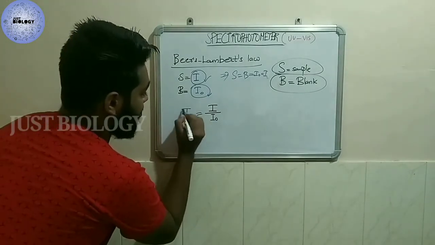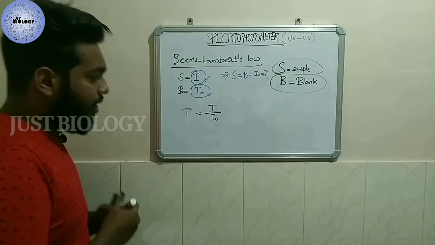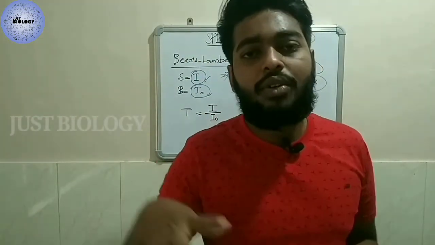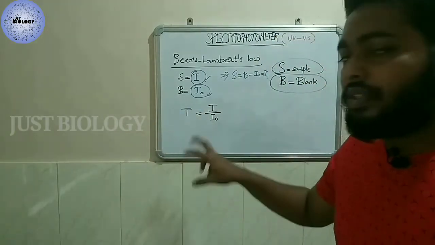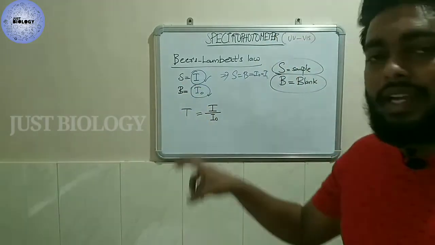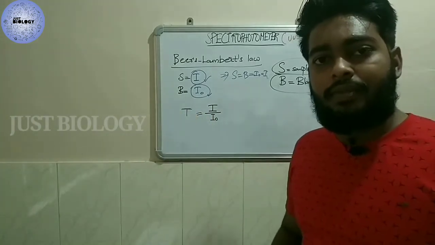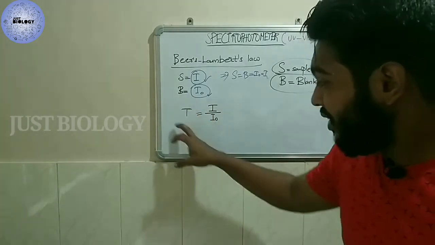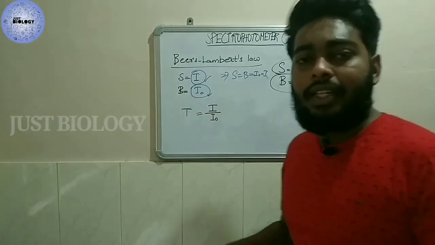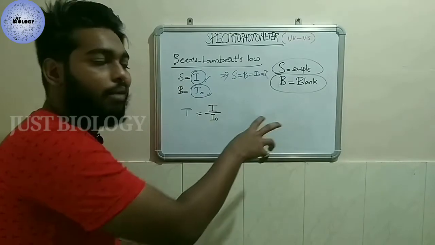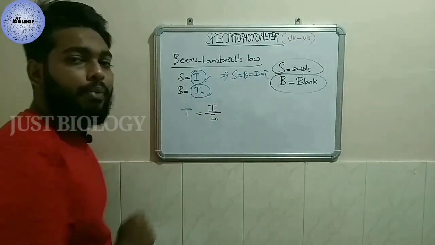So that is transmittance. The T means the amount of light which passes through the sample or the blank. We call it transmittance. So what actually is T? T is the amount of light which passes through the sample as well as the blank.